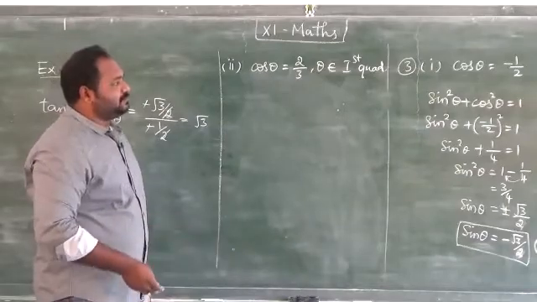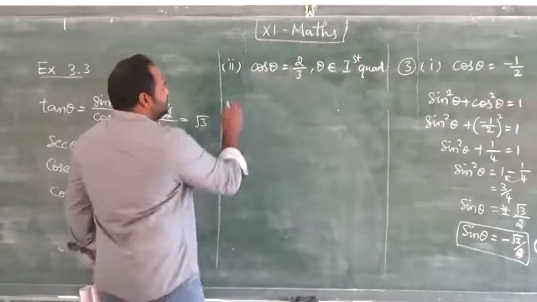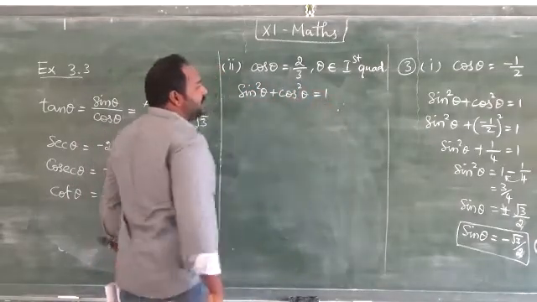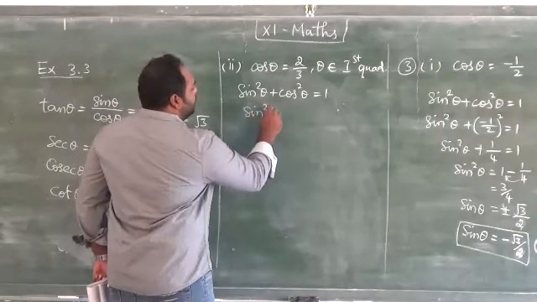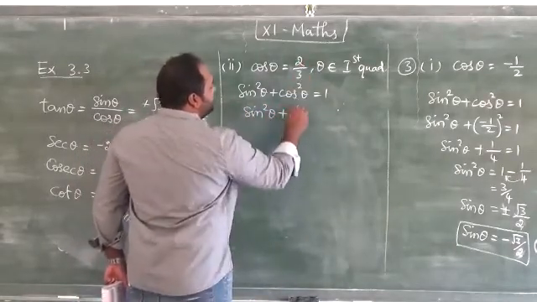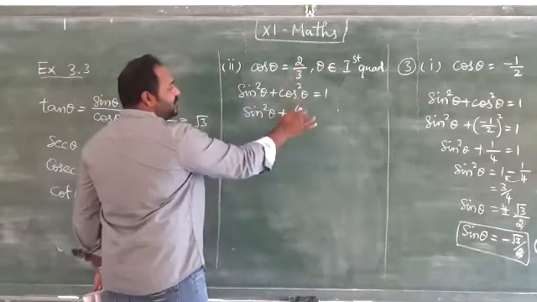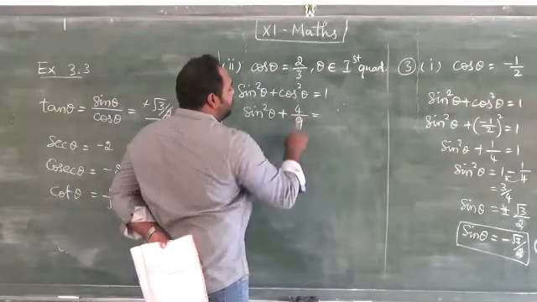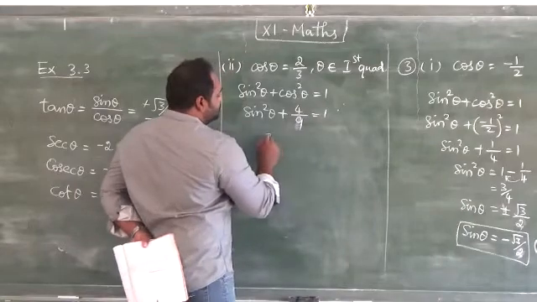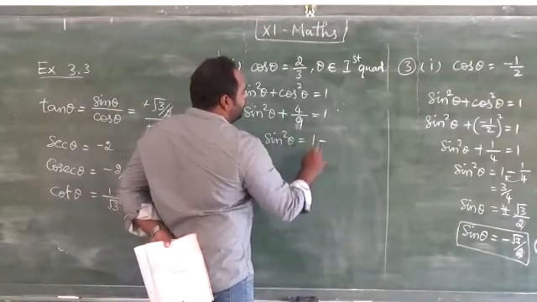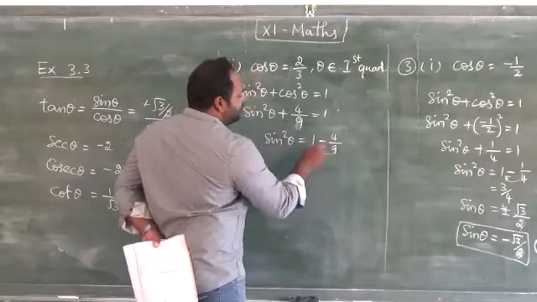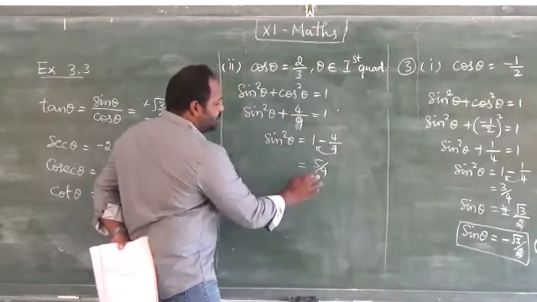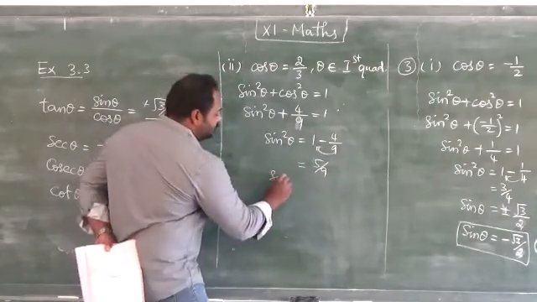Same like the previous subdivision, I am going to use the identity sin square theta plus cos square theta equal to 1. I am directly squaring the values and applying here. Cos square value is 4 by 9, so sin square theta equal to 1 minus 4 by 9. Cross multiply, it is 9 minus 4, 5 by 9, which is the sin square value. We need the sin value.